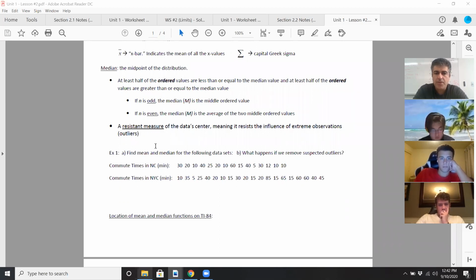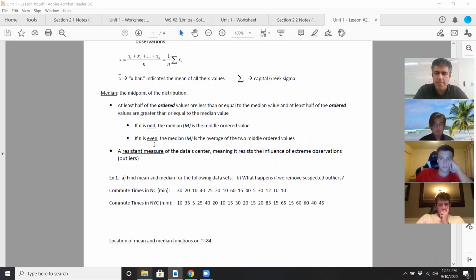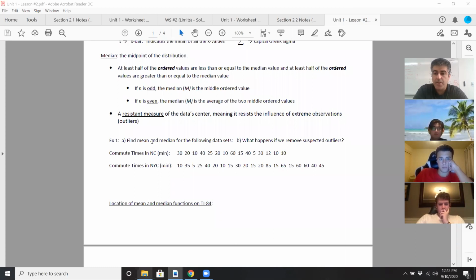A resistant measure, we didn't really get too deep into that, but that's basically a measure that's resisting extreme observations. So basically, if you remove extreme observations, then that's kind of what you would call your resistant measure. We're not going to really talk too much about that, but we do want to be able to recognize outliers, numbers that are out of what we kind of expect to happen. So we'll have that discussion.